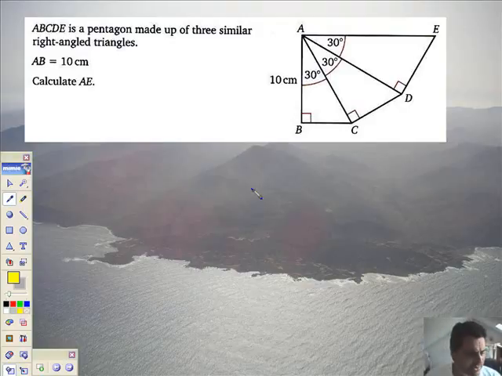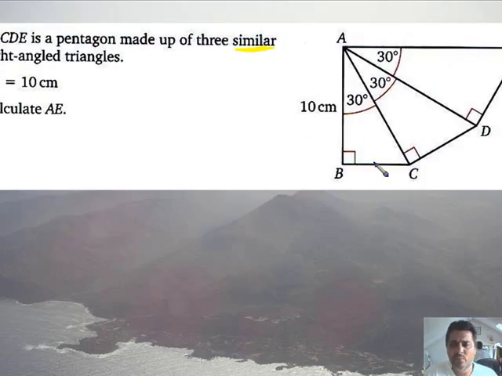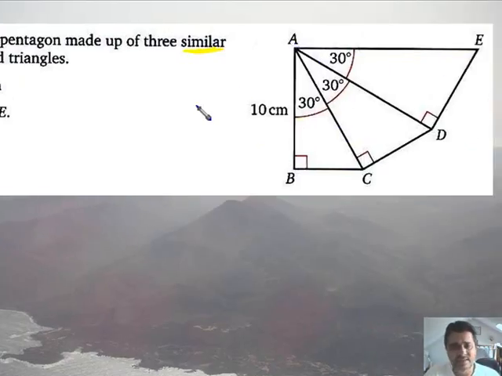Right, a few questions on page 270 of 18.1 where we have a bit of problem solving attitude about them. ABCDE is a pentagon made up of three similar triangles. I could use that. In other words, triangle ABC is mathematically similar to ACD, which is mathematically similar to ADE. They're right angle triangles, so I can do trigonometry on it.